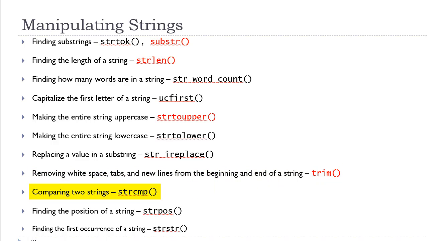We sometimes might want to compare two strings, such as when you enter your password a second time, setting up an account. And this is the strcmp function. We might also be interested in finding the position of a string. That's strpos. Or finding the first occurrence of a string, strstr. So if you need to find out some information about the data, just keep in mind that there are a lot of functions available to use.